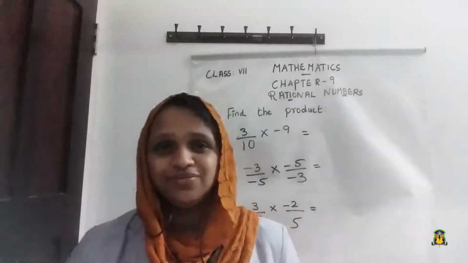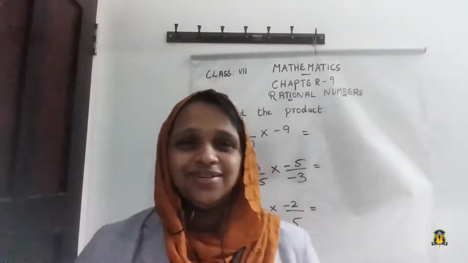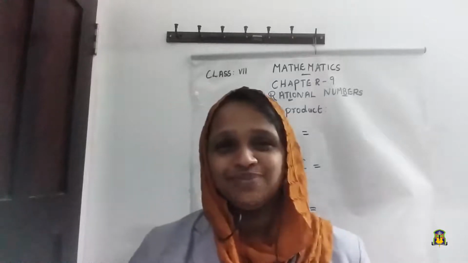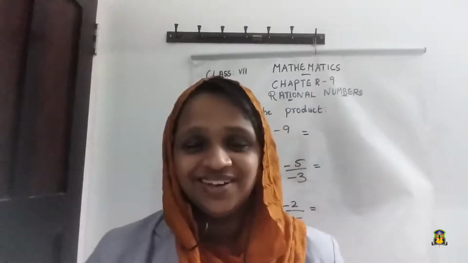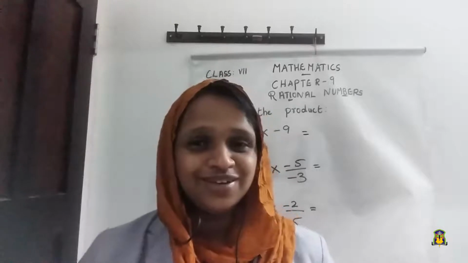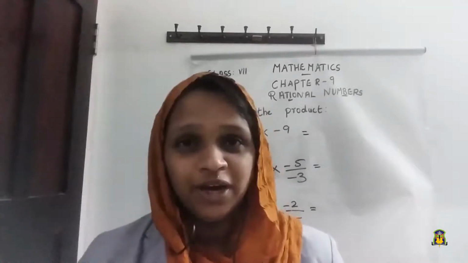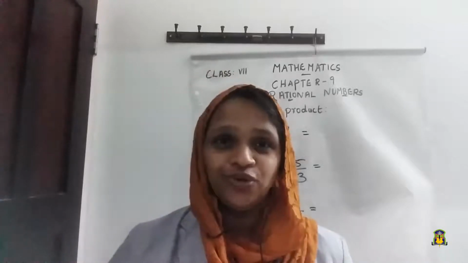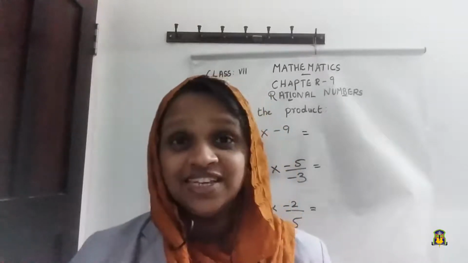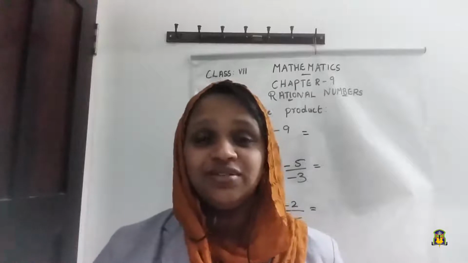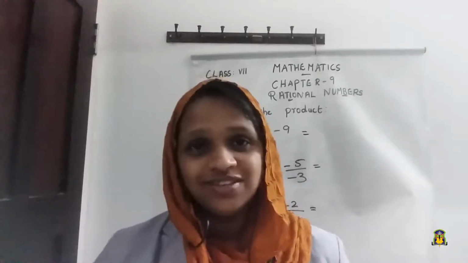Hello students, welcome back to our maths class. Now we are dealing with the chapter rational numbers, isn't it? So what is meant by rational number? Yes, a rational number is written in the form of P by Q, where P and Q are integers, and also one more condition, Q is not equal to 0.